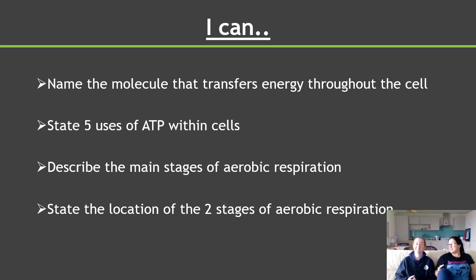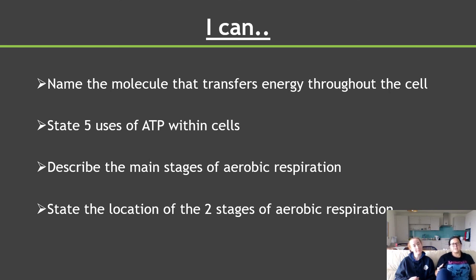State 5 uses of ATP within the cells. Go. Muscle contraction, muscle cell contraction, nerve impulses, active transport, protein synthesis, and I've said these in a stupid order because now I've forgotten what 4 I've said. Cell division is the other one. There we go. It's hard to remember all 5 when you don't do them in a sensible order. I'm going for cramped T with a T at the end. Cramp and then T. Cramped T.